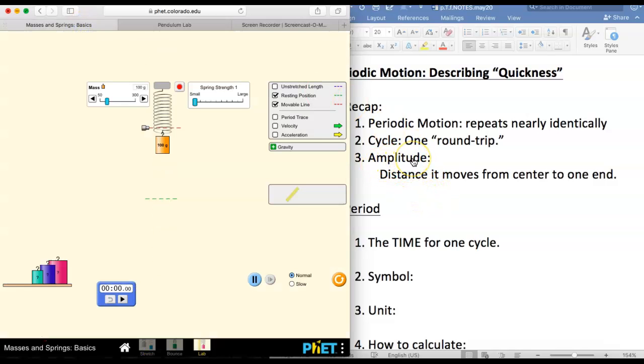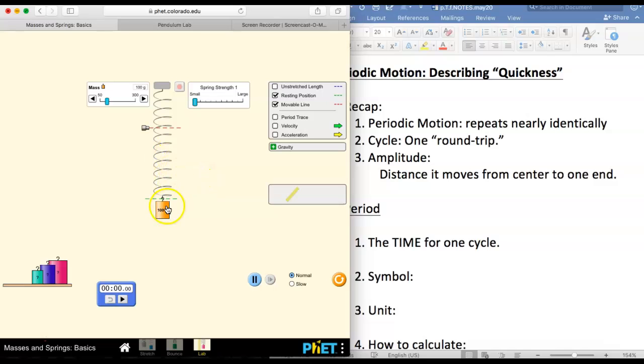Amplitude can be a little tricky because it's very natural for you to want to measure a distance from the bottom to the top of the spring's motion. But it turns out to be mathematically more convenient to define amplitude as going from the center, or where the spring would sit at rest, and I'll show that by stopping it like that, the center where the spring and the brick would hang stationary, to one end.